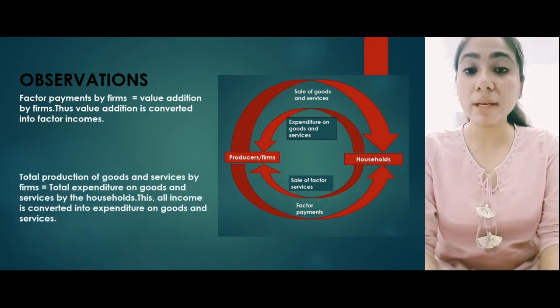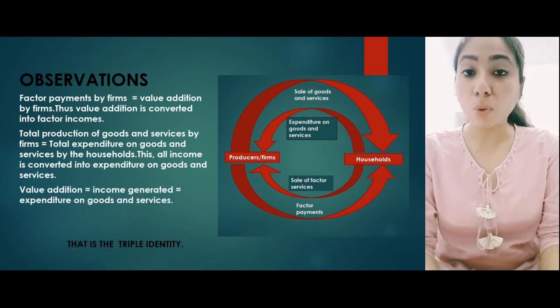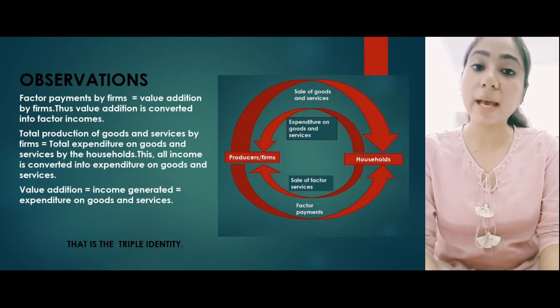And I already mentioned that the household sector is going to spend totally. They're not going to save anything out of that. Whatever they are getting in the form of factor payments, whatever income they are getting, they're not going to keep it in the form of saving. They're going to spend it totally, right? So they will be spending in the form of expenditure for the goods and services they have taken from the producer sector.